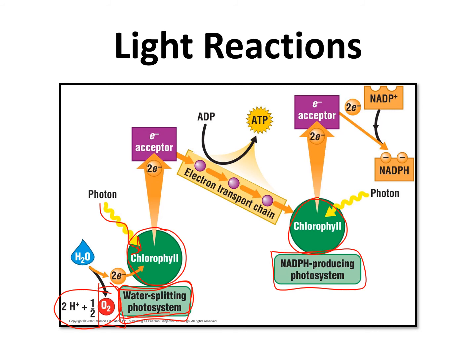Photosystem 1, which occurs second, is the NADPH-producing photosystem, and again, it uses chlorophylls to absorb light energy. The main purpose of this photosystem is to produce NADPH. So NADPH is produced here, and those are electron carriers.